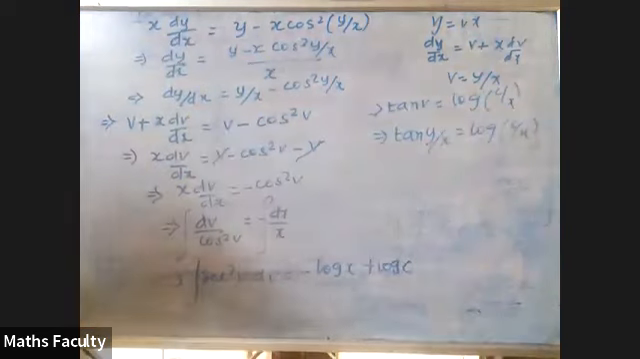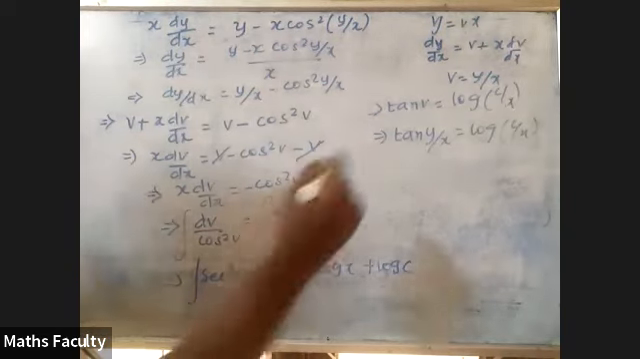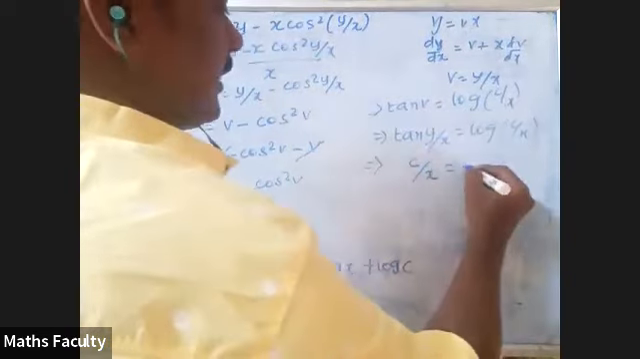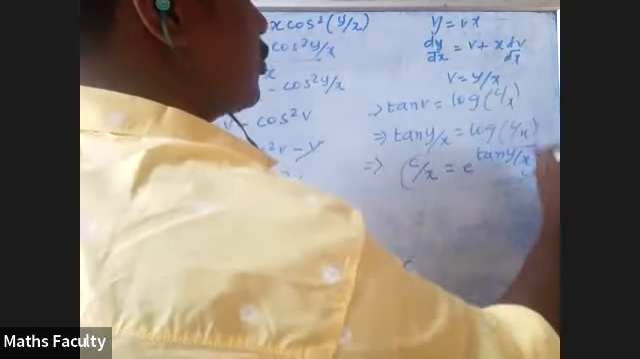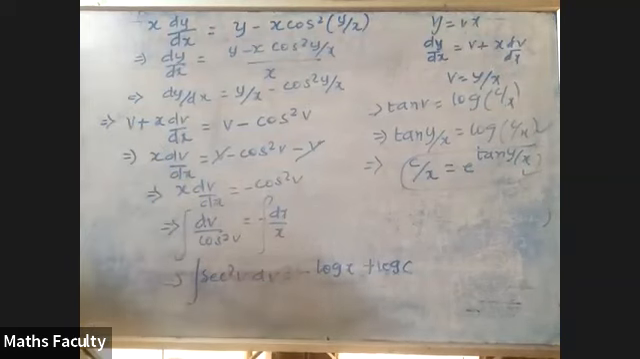That is the answer: tan y by x equals log c by x. We can simplify further: taking the exponential, c by x equals e power tan y by x. That is the answer. Further, you can proceed in whichever way you like. You can also stop at tan y by x. Okay, we'll move on to the next problem.